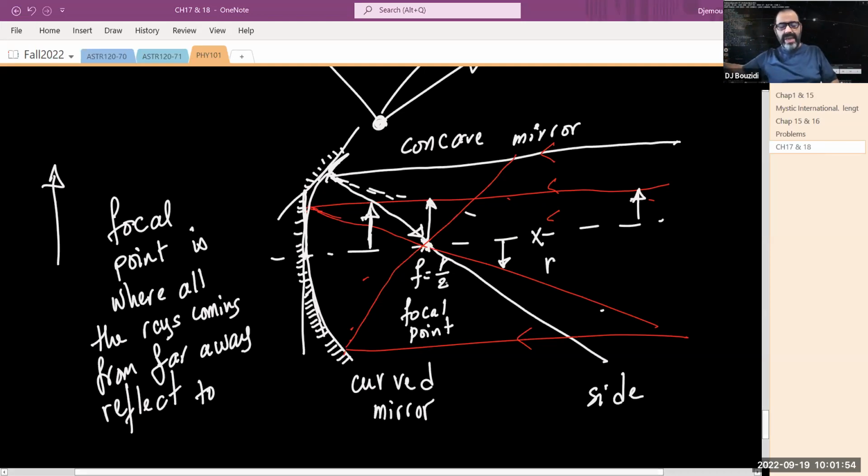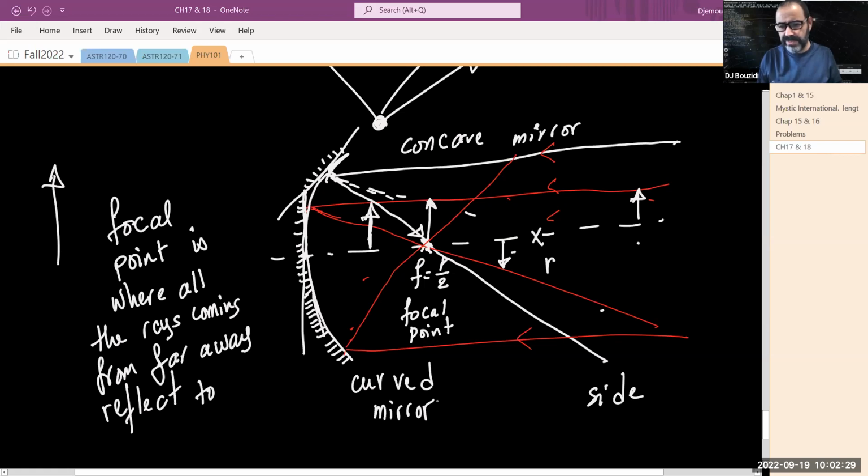It's gone. If you put it between the focal point and the mirror, the image will be virtual because it's going to be on the other side of the mirror, and it's going to be straight up. It's not going to be inverted. It's not going to be upside down. It's going to stay in its direction, and also it's going to be magnified. Actually, the magnification will be more than one. So that is basically how concave mirrors work. The focal point in here is positive, and the object is always positive.